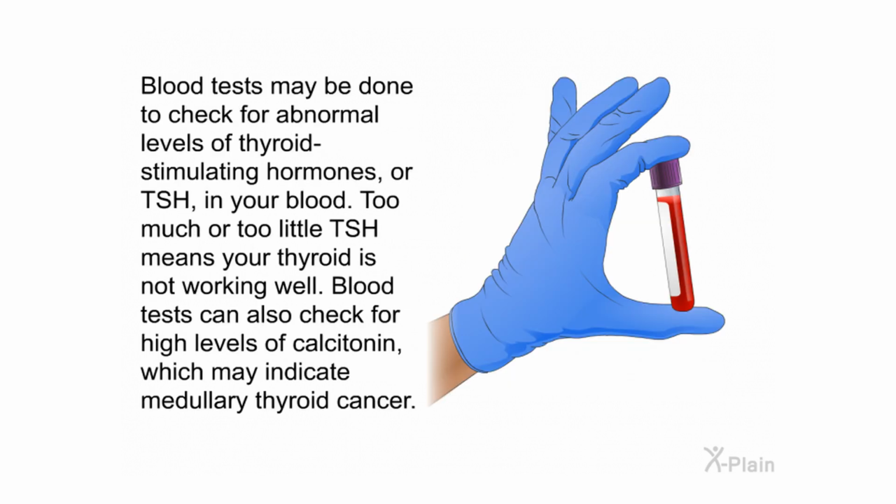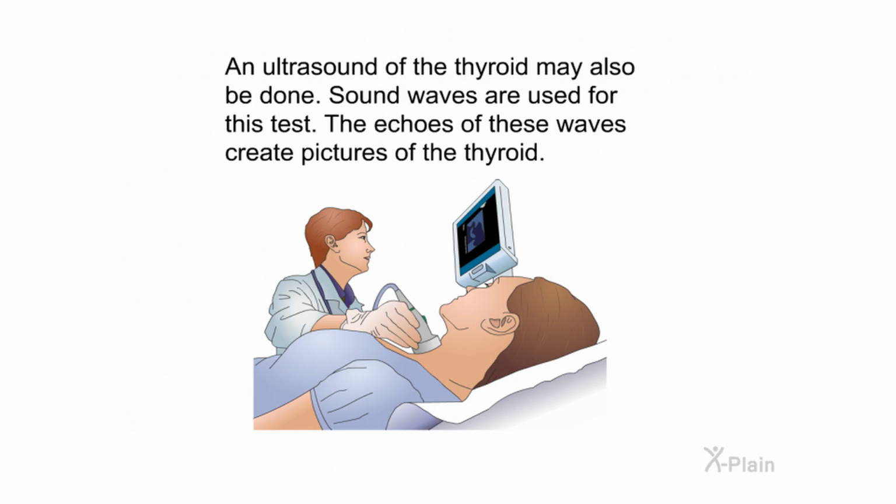Blood tests may be done to check for abnormal levels of thyroid-stimulating hormones, or TSH, in your blood. Too much or too little TSH means your thyroid is not working well. Blood tests can also check for high levels of calcitonin, which may indicate medullary thyroid cancer. An ultrasound of the thyroid may also be done. Sound waves are used for this test. The echoes of these waves create pictures of the thyroid.